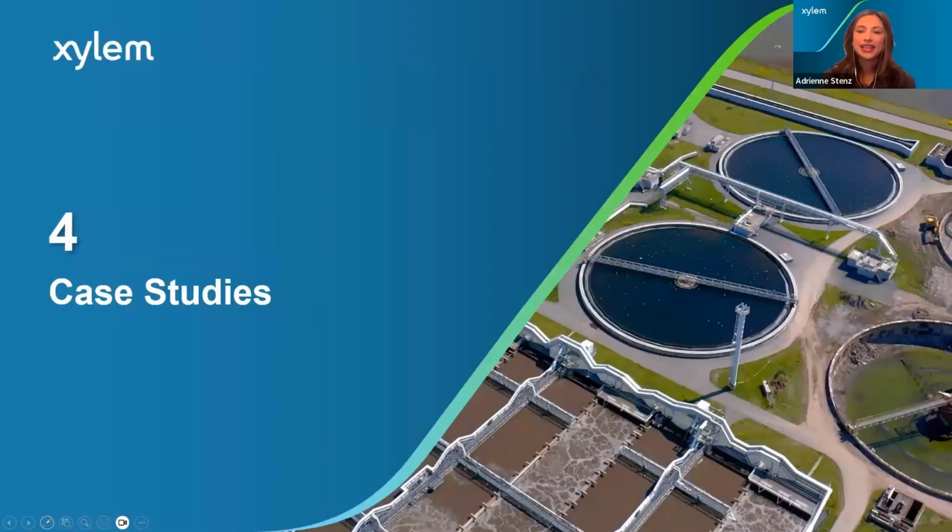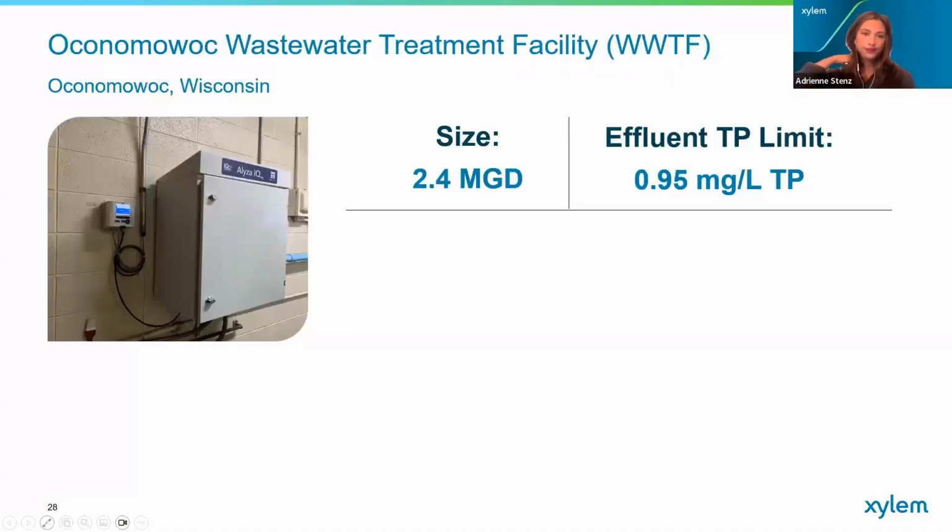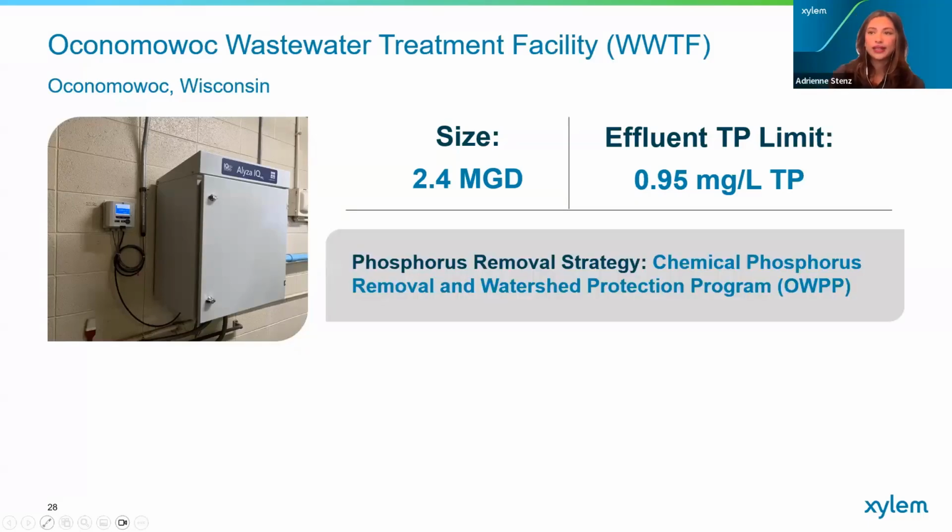All right, now let's get into some case studies. We're going to look at 3 plants in Wisconsin that are using online PO4 analyzers to monitor and control their phosphorus removal strategies. Let's start with Oconomowoc Wastewater Treatment Facility. Oconomowoc is a mid-sized utility that averages about 2.4 mgd and has an effluent total phosphorus limit of 0.95 milligrams per liter. To meet their phosphorus limit, Oconomowoc uses chemical phosphorus removal, and they're also part of a sustainable watershed protection program, which I'll touch on in a few slides.